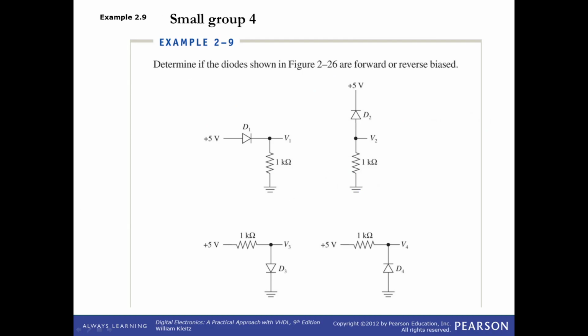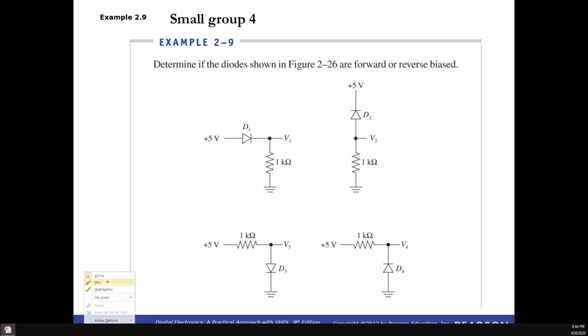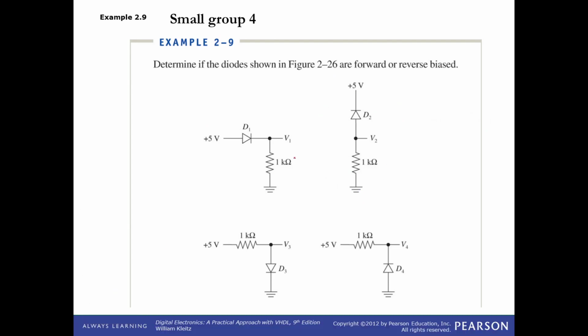So here are just 4 diagrams. They want us to determine whether they're forward or reverse biased. So we'll start with the upper left. Here we have 5 volts at the anode, right? Here is 0 volts on ground. There may be a little voltage drop across this resistor, but we definitely know it's not going to be 5 volts.